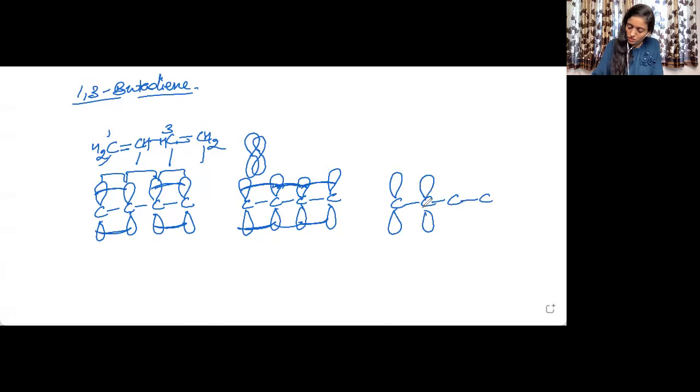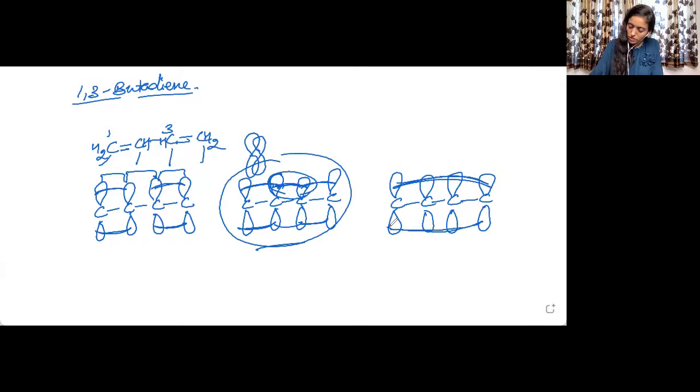So this same structure, I'm drawing it again. You can just do one thing. Do not draw it here. Here you show just this bond, and then you can show it like this. Now what is happening? Above and below the plane of the carbon chain, there is an electron cloud.